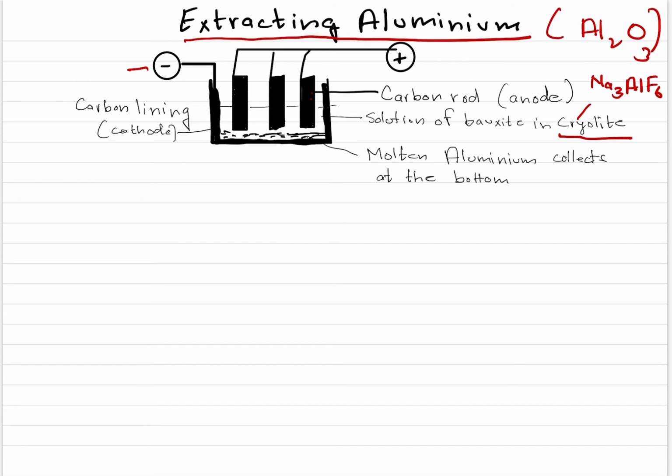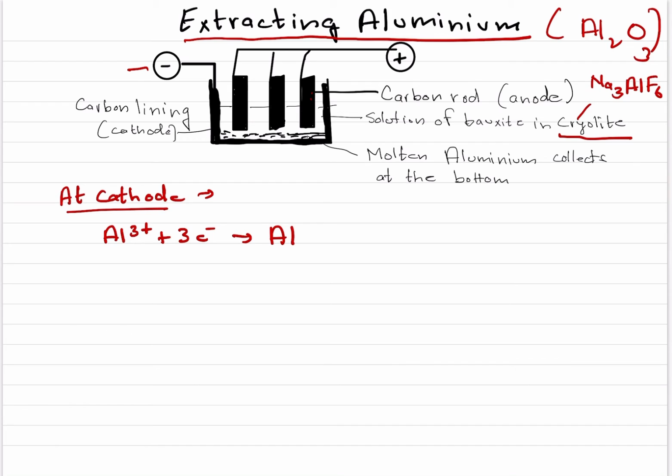So we can write down at the cathode. What reaction is taking place at the cathode? Aluminium ions receive electrons. So we can write Al3+ plus 3 electrons. At the negative electrode, aluminium ions receive electrons and are reduced to aluminium atoms. So it will become aluminium atoms.